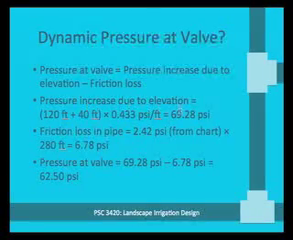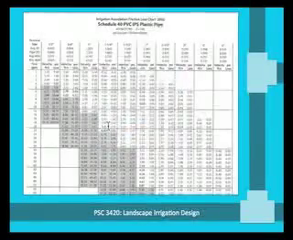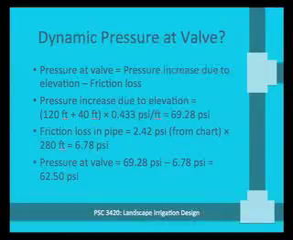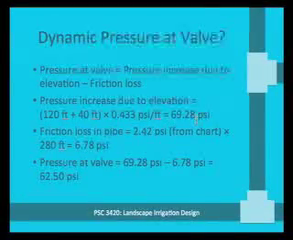So the increase due to elevation was 120 feet plus 40 feet. Let me just go back for a second and show you that again. So you had 120 feet here. You had an additional 40 feet here. That's where that elevation change is coming from. Times our constant of 0.433, we end up with a pressure of 69.28 psi.